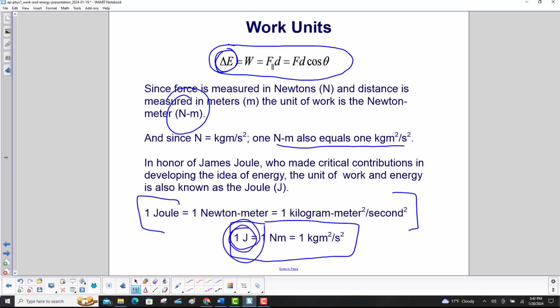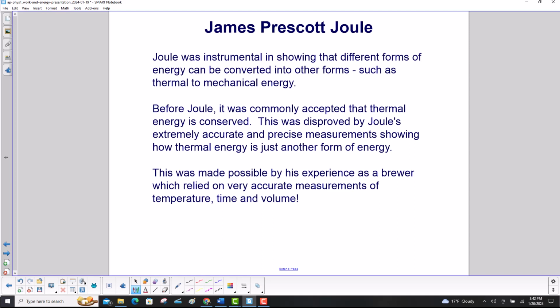Joule was instrumental in showing that different forms of energy can be converted into other forms, such as thermal to mechanical energy. Before Joule, it was commonly accepted that thermal energy is conserved. This was disproved by Joule's extremely accurate and precise measurements showing how thermal energy is just another form of energy. This was made possible by his experience as a brewer, which relied on very accurate measurements of temperature, time, and volume.